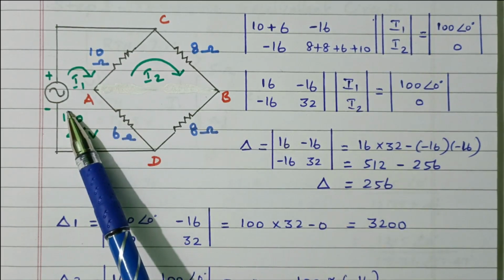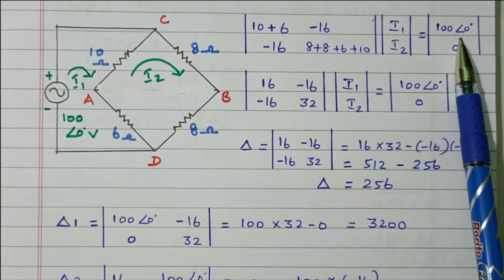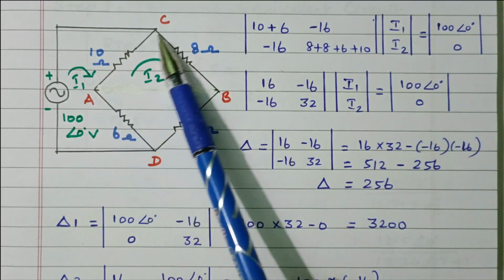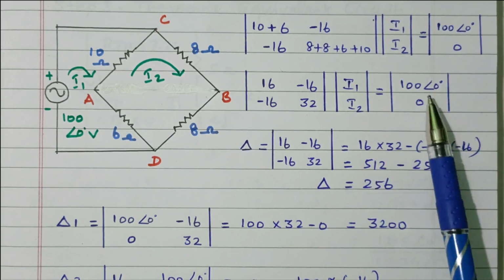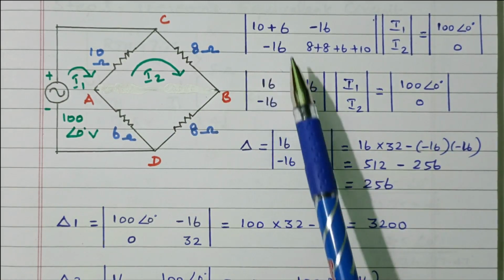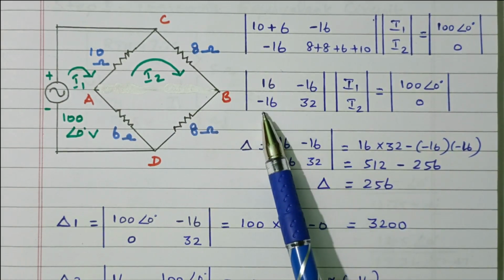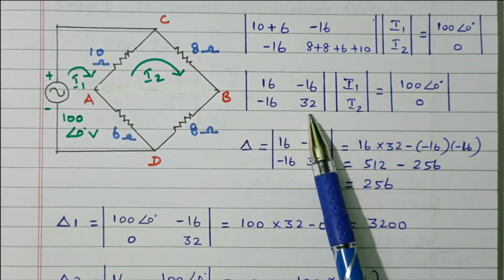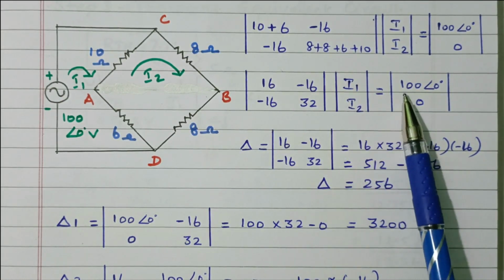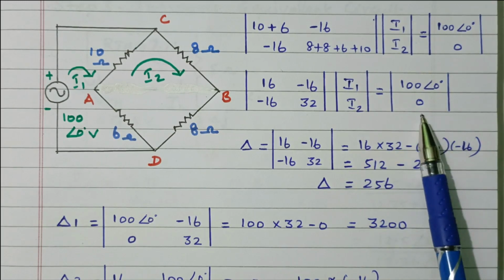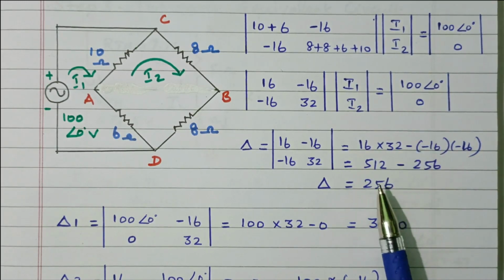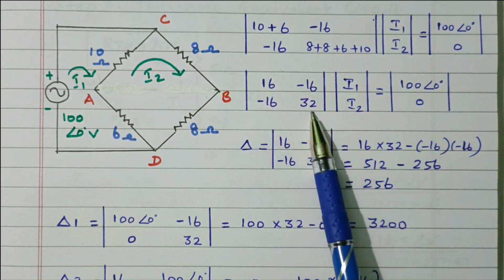The voltage source in loop 1 is 100 with angle 0. In loop 2, there is no voltage source, 0. So 10 plus 6, 16, minus 16, minus 16. By adding, this is 32. I1, I2, 10 with angle 0 and another one is 0. So this is nothing but our delta value.